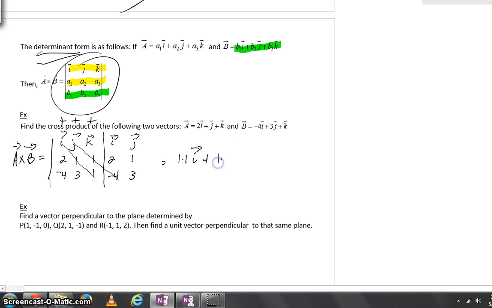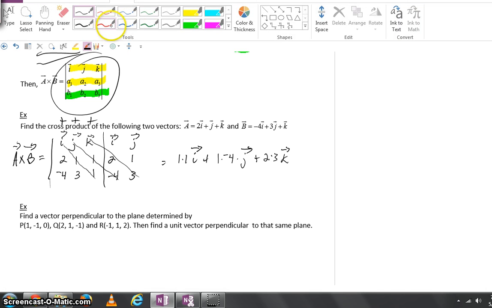1 times -4 times a j, vector j. And then we'll go with our k component here. We'll say plus 2 times 3 times vector k. Well, that's all well and good, but now we're going to switch it up a little bit.